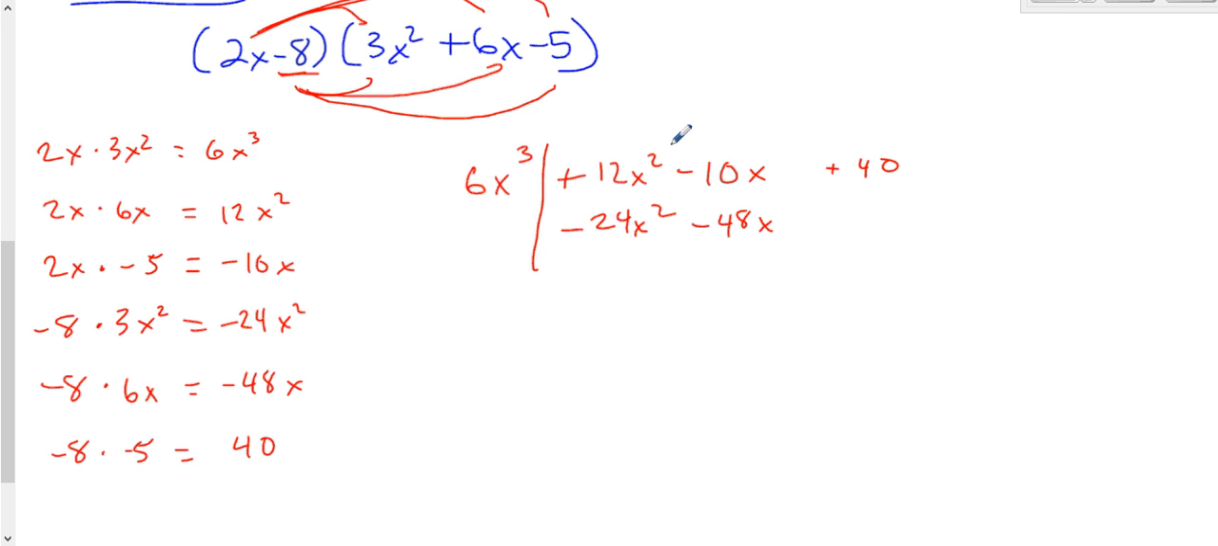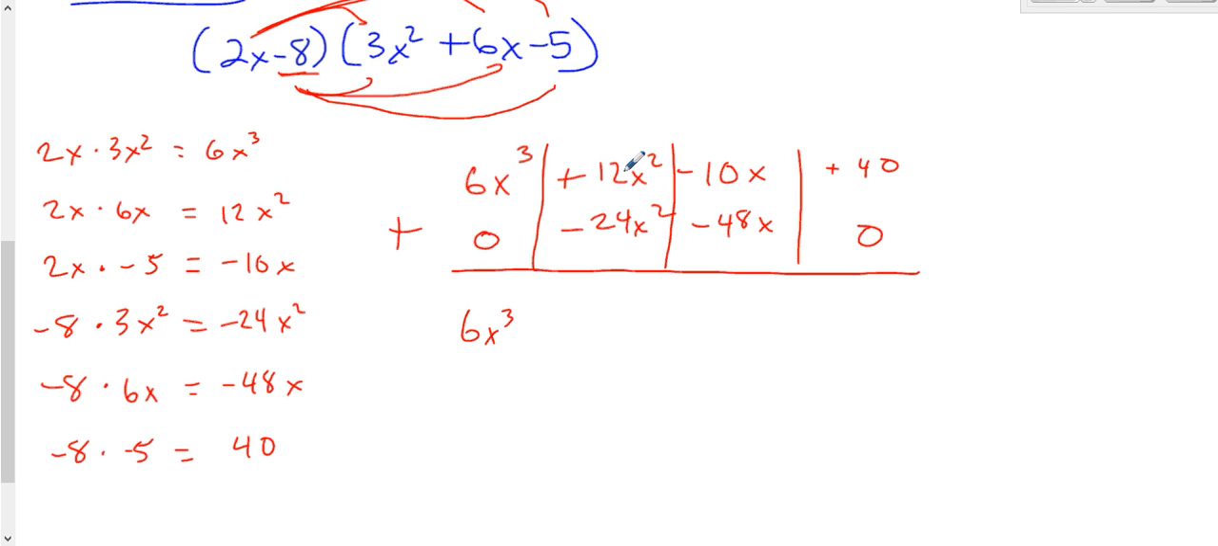So I'm going to separate these as in columns, just like I did before when I had to add my polynomials, and I'm going to add these together. Anywhere I have a blank, I'm just going to put a 0. 6x cubed plus 0 is 6x cubed. 12x squared plus a negative 24x squared is negative 12x squared. Negative 10x plus negative 48x is negative 58x, and 40 plus 0 is 40. And there's my final answer.